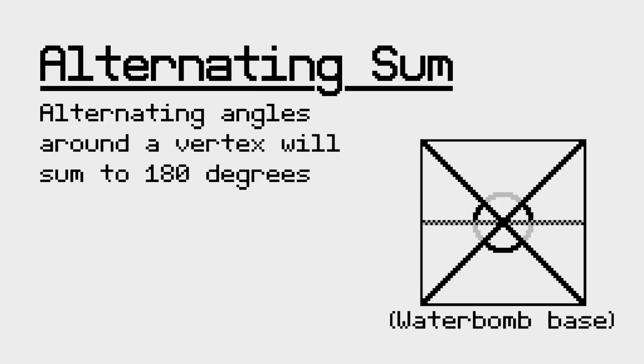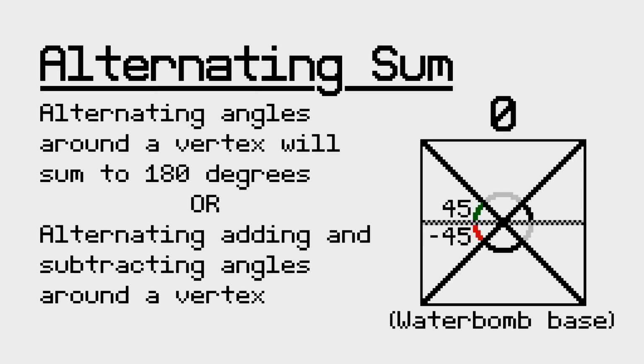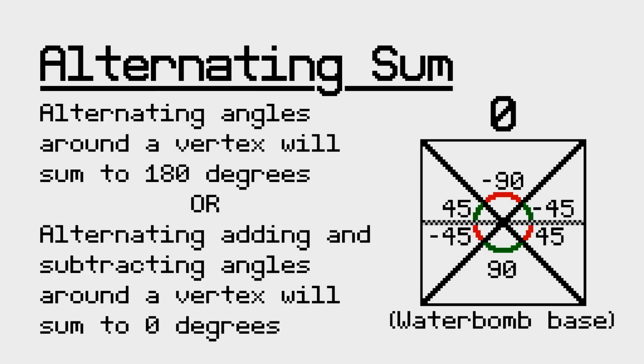Another way to phrase this law is to say if we alternate adding and subtracting angles around a vertex, the sum will always be 0 degrees. Looking back at the two examples, we have 90, minus 45, plus 45, minus 90, plus 45, minus 45 equals 0. And 77.5, minus 45, plus 102.5, minus 135 equals 0.